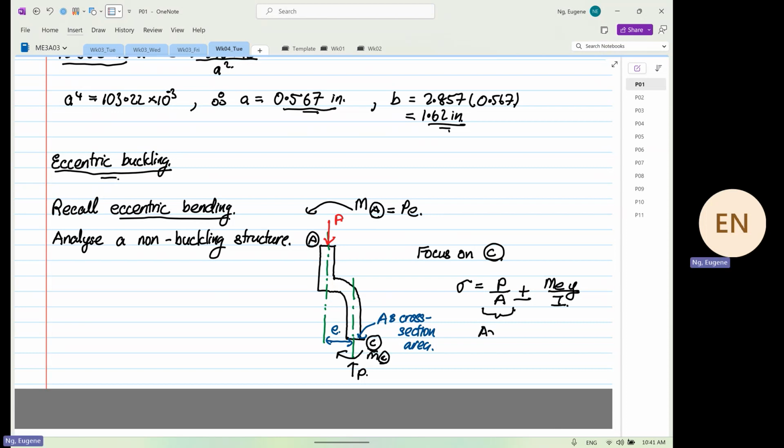Over here, this is due to the what? And over here, this is due to the... Now question for you, which one will fracture the structure? Anyone? Is it P over A that is going to induce the fracture, or is it MY over I? Anyone can tell me why?